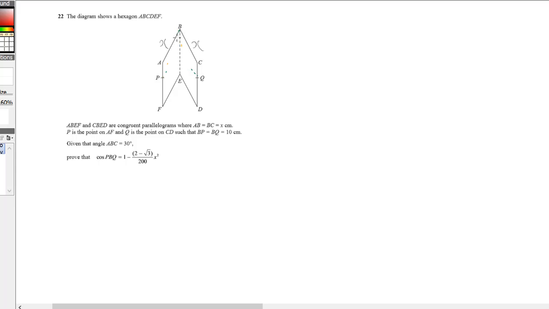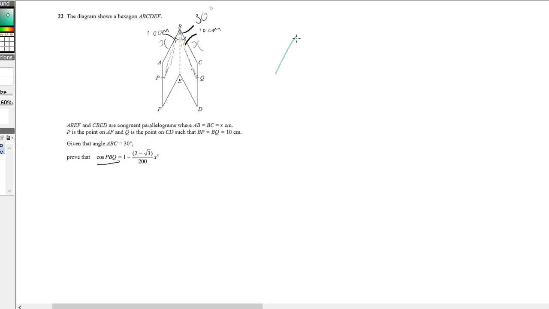BP and BQ are equal to 10. Right, so equal to 10, equal to 10. Given that ABC, so we've got ABC, so that's there, 30. Probably should use a different color. Prove this. So we've got cos PBQ. Okay. So let's prove it.